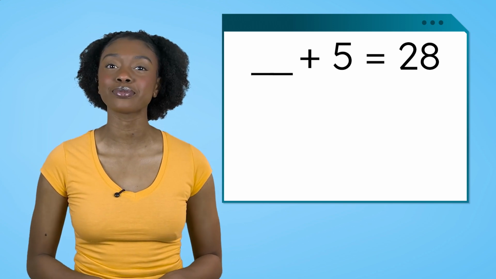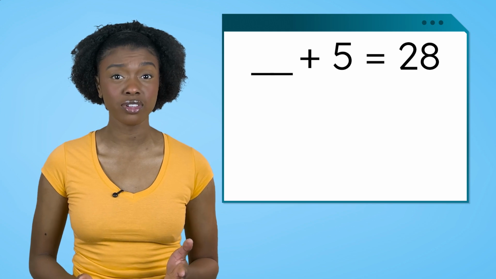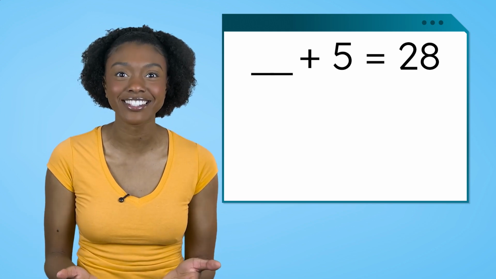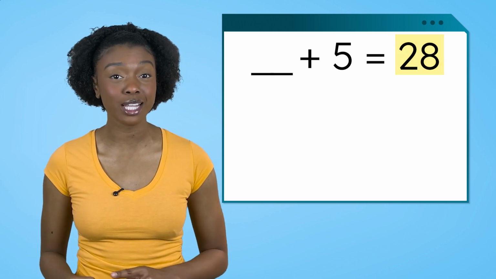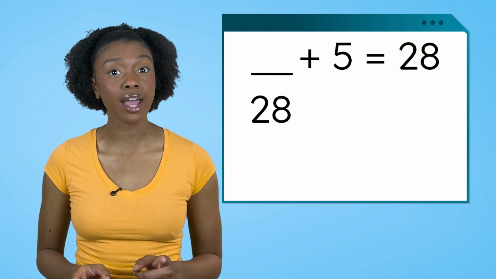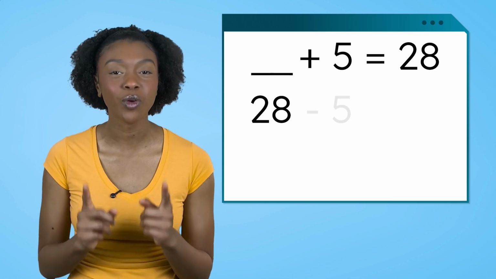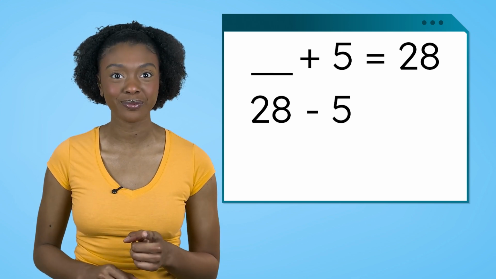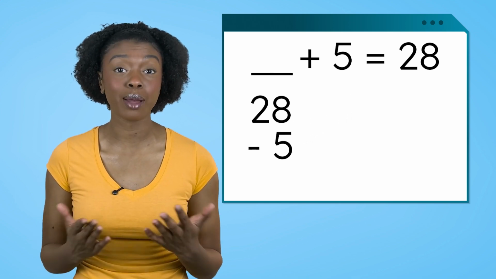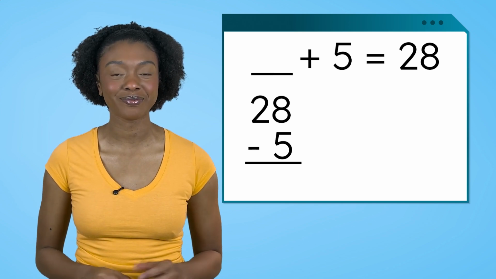Let's take a look. Can we turn this into a subtraction problem to help us solve? Yes. Instead of ending with the sum of 28, let's start with it. What will we subtract or take away? Right, we will subtract 5. We can quickly line this up by place value to subtract like we did in our last math quest. What's our answer?